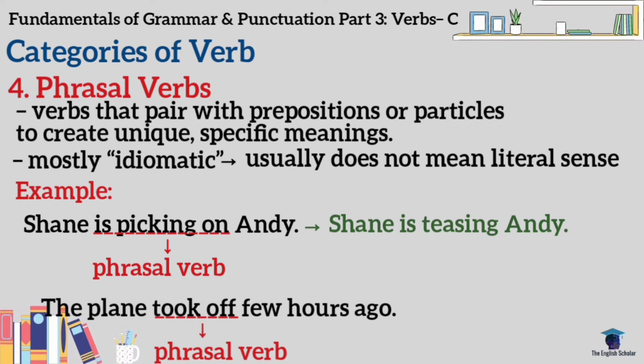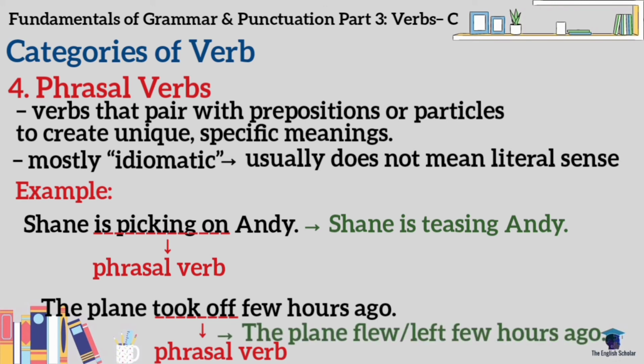Another example, the plane took off a few hours ago. The underlined phrase is our phrasal verb. The word took is a past form of take, and the word off is a particle. They are put together to make a phrasal verb, which means flew. The plane already flew a few hours ago.